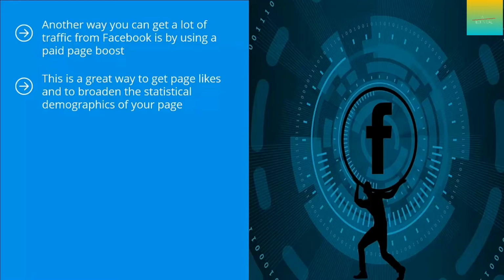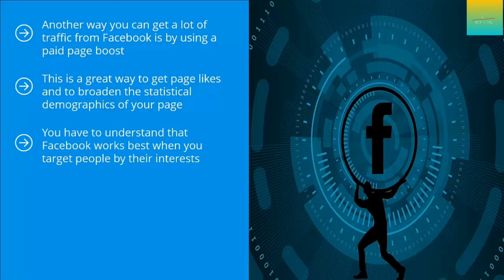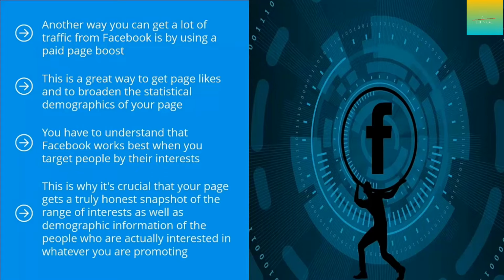And why is this important? Why is it a big deal that you get a broad statistical demographic snapshot of people truly interested in whatever it is you are promoting? You have to understand that Facebook works best when you target people by their interests. This is a bit tricky because if your page is statistically inaccurate as far as your niche is concerned, you probably would have a very faulty set of targeting parameters. You're not quite there when it comes to getting the interest of people you're trying to reach. This is why it's crucial that your page gets a truly honest snapshot of the range of interests as well as demographic information of the people who are actually interested in whatever you are promoting.